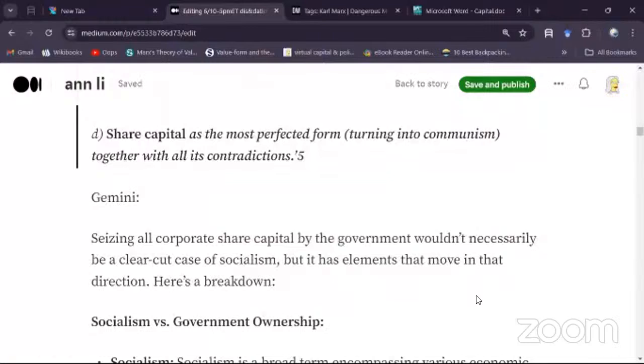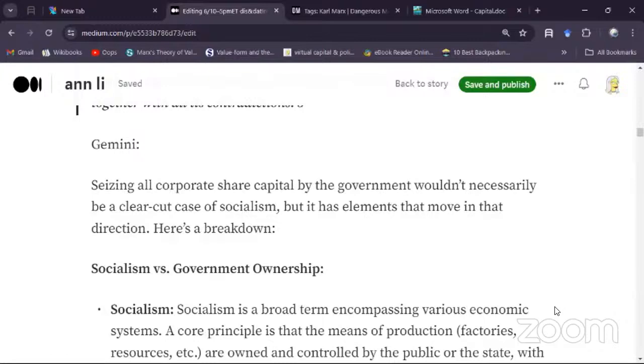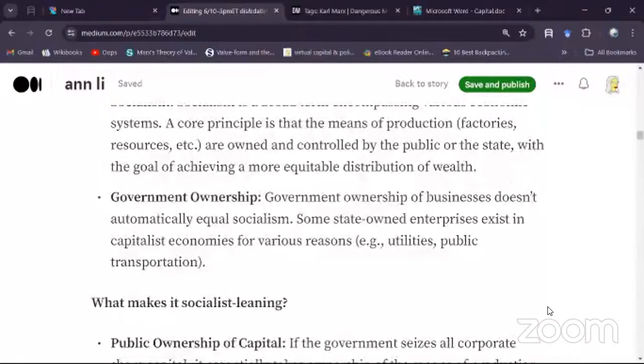Seizing all corporate share capital by the government wouldn't necessarily be a clear-cut case of socialism, but it has elements that move in that direction. Here's a breakdown. Socialism versus government ownership. Socialism is a broad term encompassing various economic systems. The core principle is that the means of production, factories, resources, etc., are owned and controlled by the public or the state, with the goal of achieving a more equitable distribution of wealth, which is pretty much the bottom line for socialism. Government ownership of businesses doesn't automatically equal socialism. Some state-owned enterprises exist in capitalist economies for various reasons.